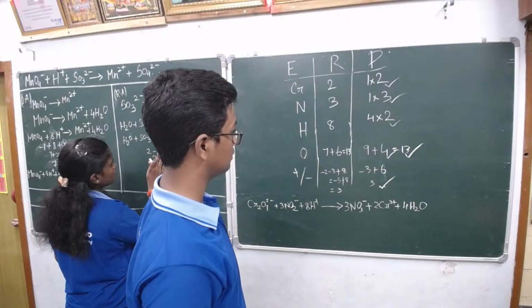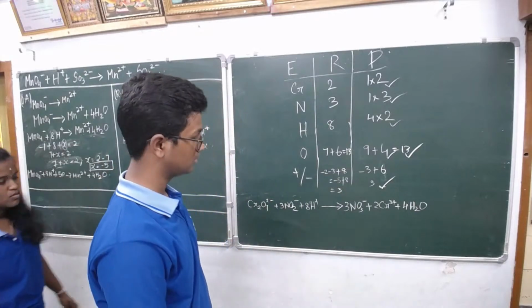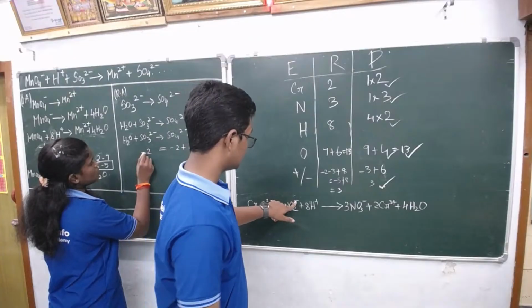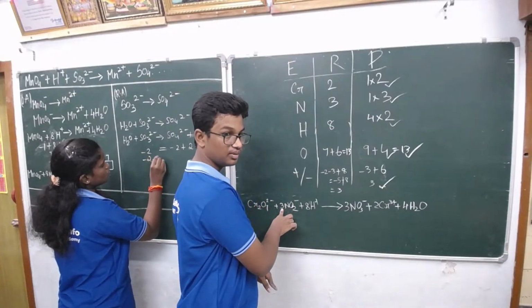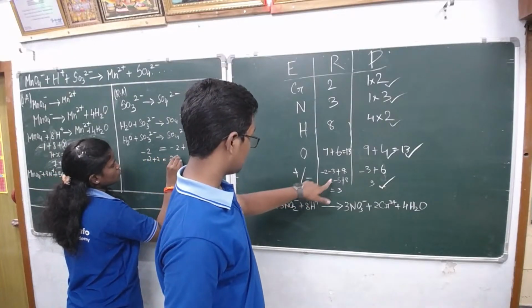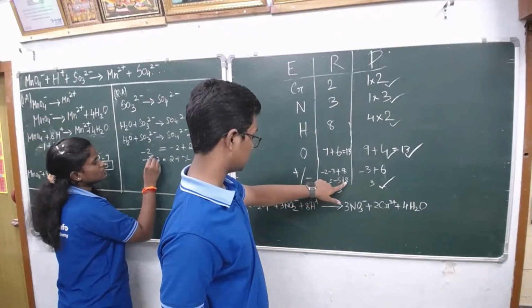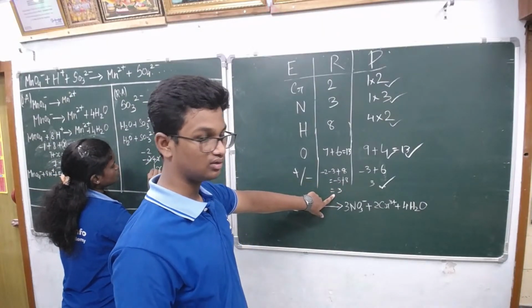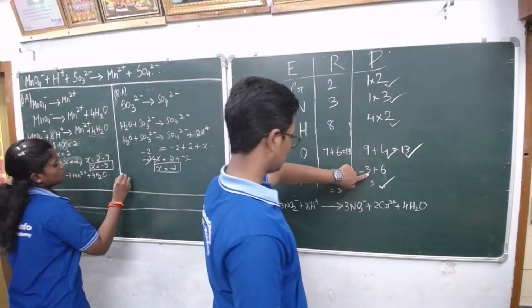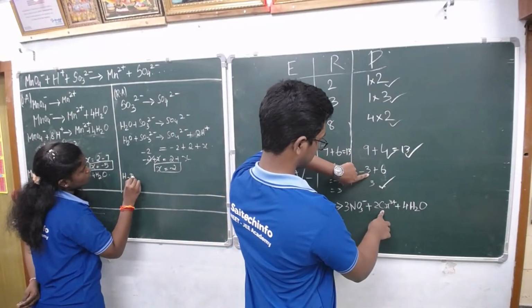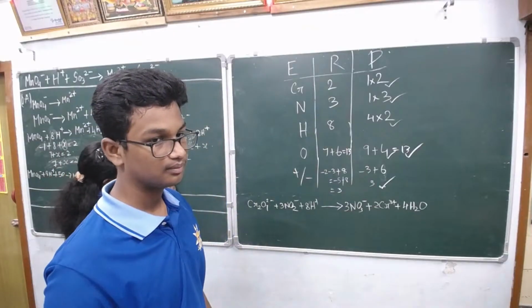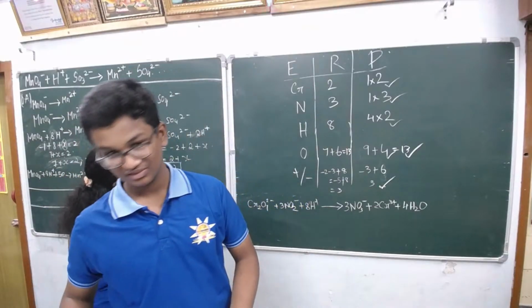Now you have to check the charges. Here we are taking first -2, -3 because 3 should be multiplied, and -3 plus 8, so that is the total charge in the reactant side. Here also -3 plus 6, so it is also balanced. Right, very good. Guru, can you do?